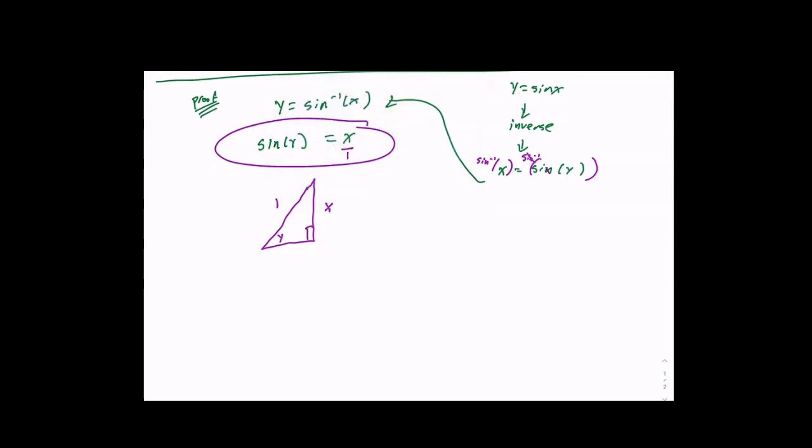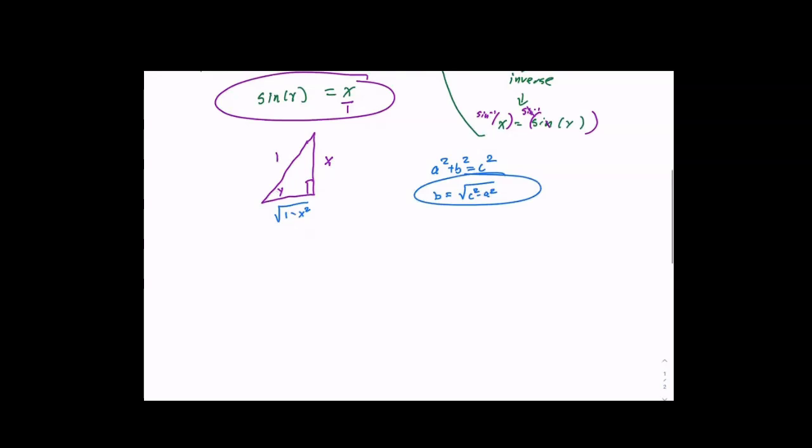Utilizing the Pythagorean theorem, it follows then that the other side has to be the square root of 1 minus x squared. That's just the Pythagorean theorem at work, the relationship that a squared plus b squared equals c squared, or therefore b is equal to the square root of c squared minus a squared. That's just Pythagorean theorem relationships.